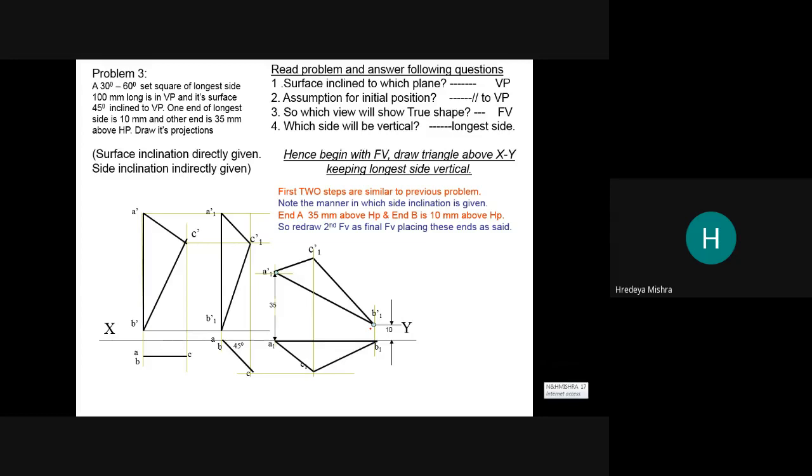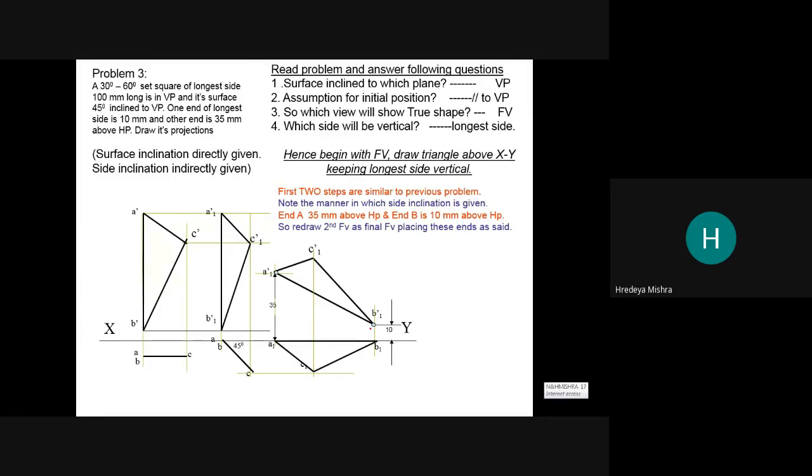The final diagram is similar, but the difference is here. In the previous question, the inclination is given, but in this question, inclination is not given. Instead, point position is given. So we have to understand and draw the point position to get the final view of the plane. If there is any question, you may ask.